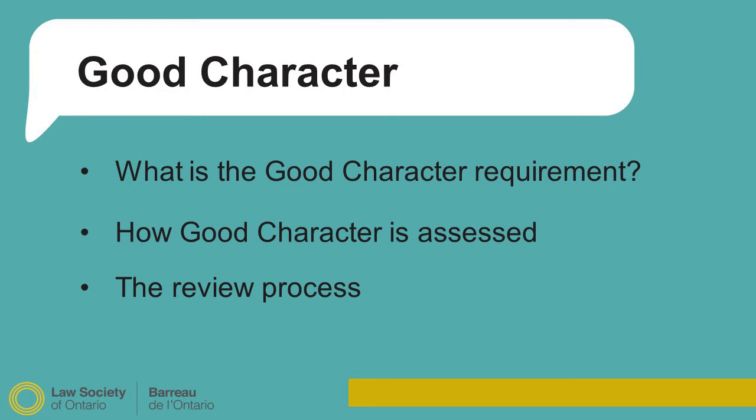If the good character investigation was initiated as a result of information that the Law Society received from a source other than the applicant, the applicant will be provided with details of that information. The Investigations Department may ask the applicant to provide additional factual information and reference letters, and the applicant will be given an opportunity to provide additional information or explanation about the issue. Third parties may be interviewed if required.